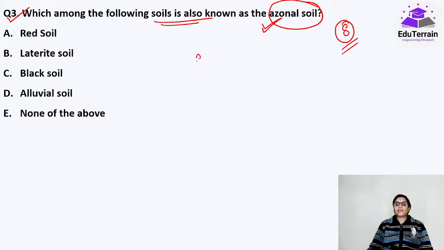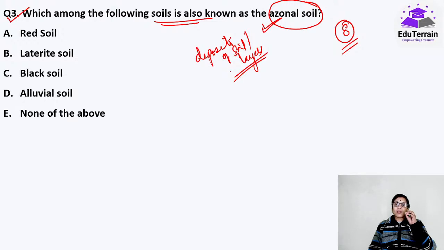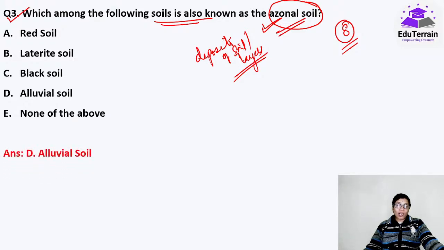So different zones, but this particular soil is not that. Why? Because it is formed because of the deposits of soil or layers of soil. That's the reason there are no specific zones in it, but one of the most nutritious soils, and in India the majority of the soil that is present is this particular soil. Now I have given so many hints, now you have to answer. Yes, azonal soils. Okay, alluvial soils are those which are azonal soil.